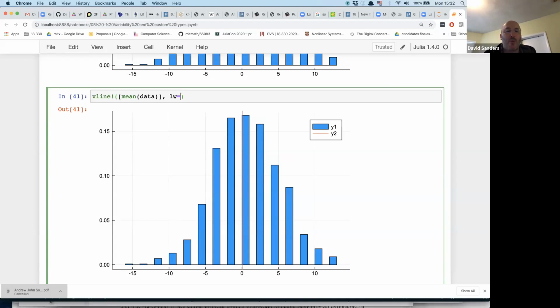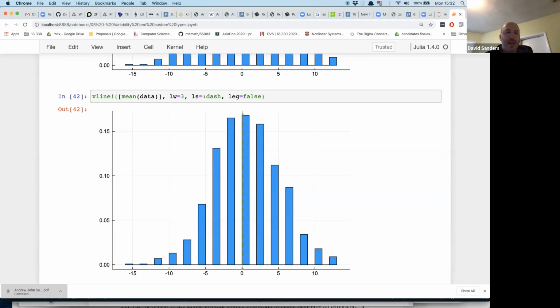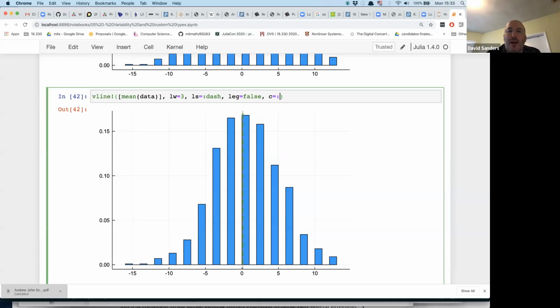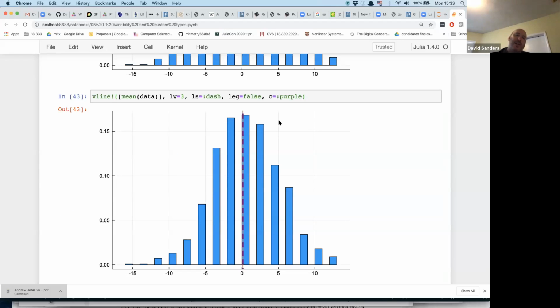So I'm just going to put line width equals 3 and line style equals colon dash. And I'm going to hide the legend because we don't want that. And then it's actually pretty hard to see with those colors. So let's put color equals, does purple work? Yes. Okay, so hopefully you can see this purple thick dashed line, that's the mean.